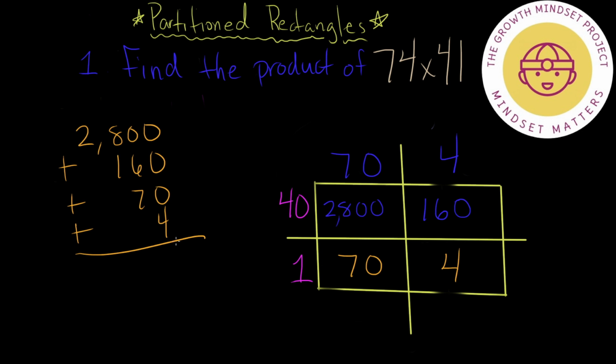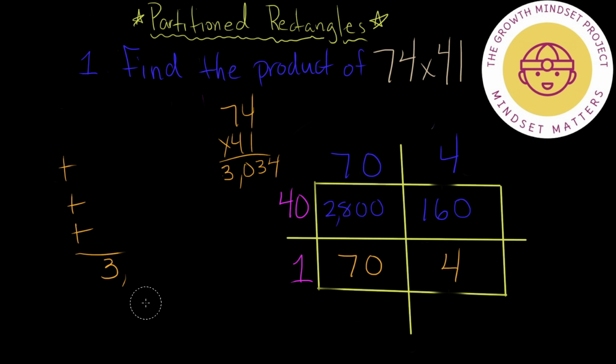Okay, well, in the ones column, we have a 4. In the tens column, we have a 13, and let's carry the 1. In the hundreds, we have a 10. Let's carry the 1. 2 plus 1 in the thousands is 3. Okay, the product of 74 times 41 is equal to 3,034. Okay.